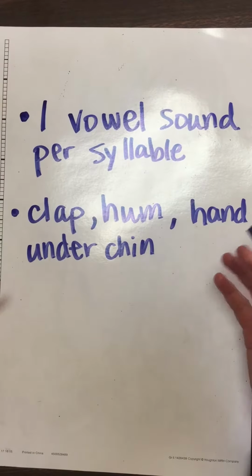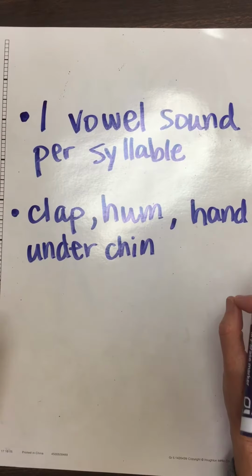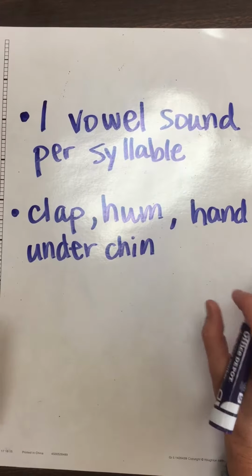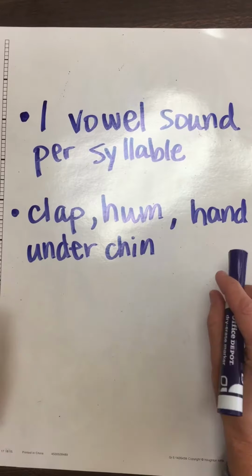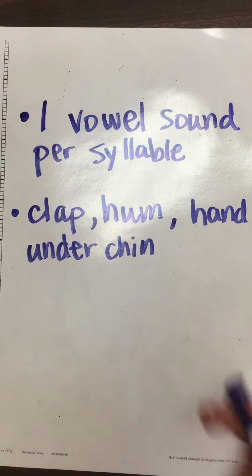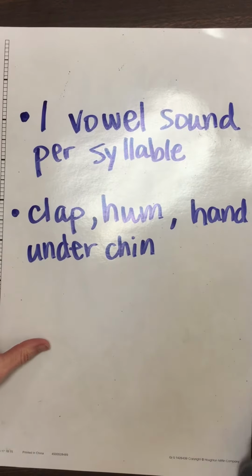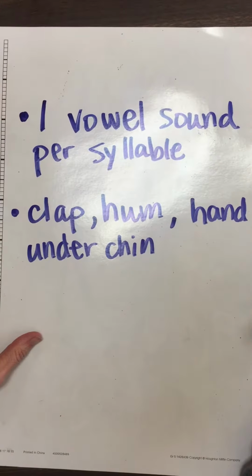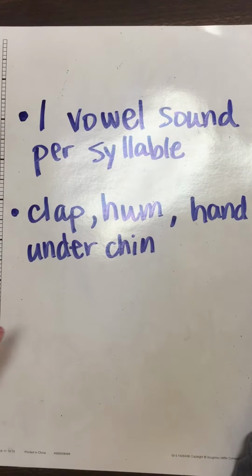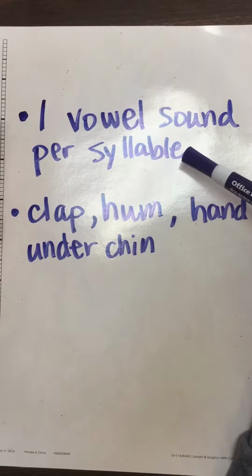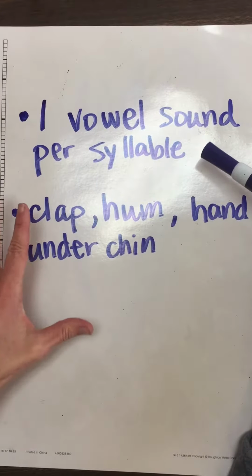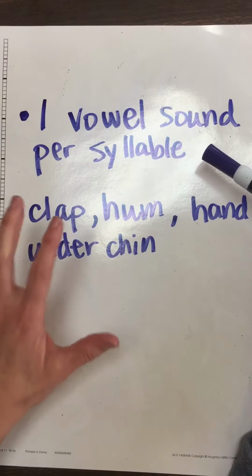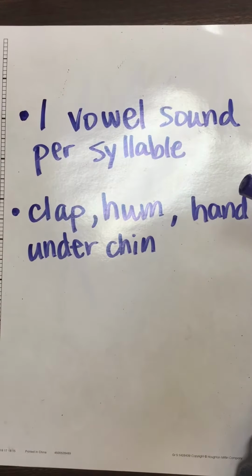So the ability to recognize that words are made of syllables and to be able to manipulate those and chunk those out is really useful for kids to be able to read and write more fluently. A couple things that are helpful as you're working with your kids on syllables: each syllable has one vowel sound. So for example, if you have the word watermelon, each one of those syllables has a vowel sound.